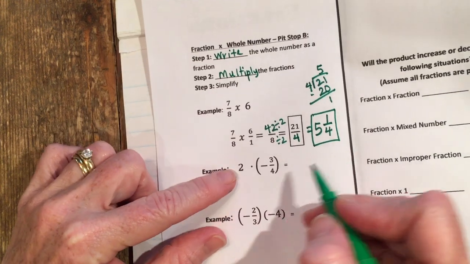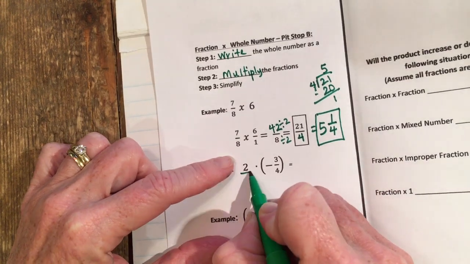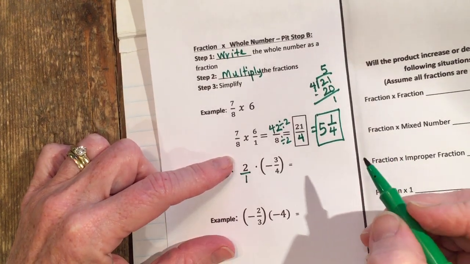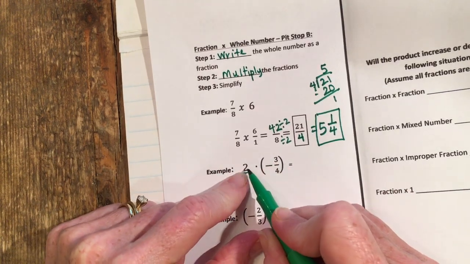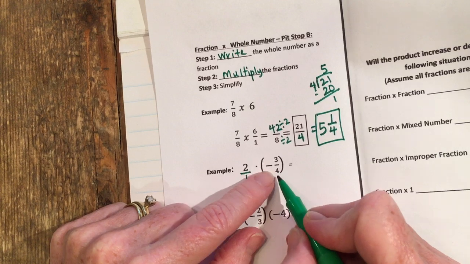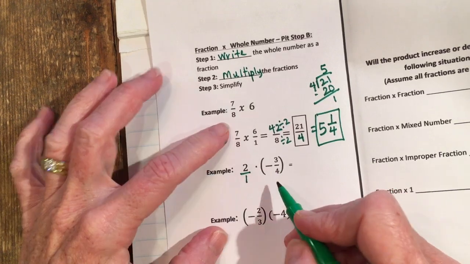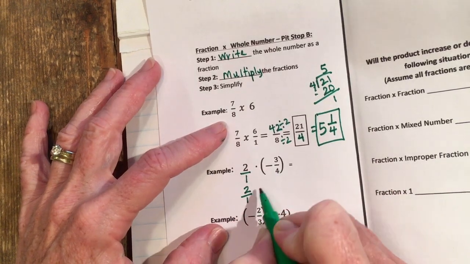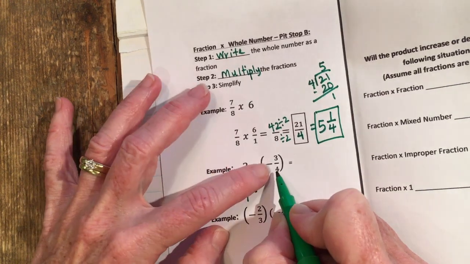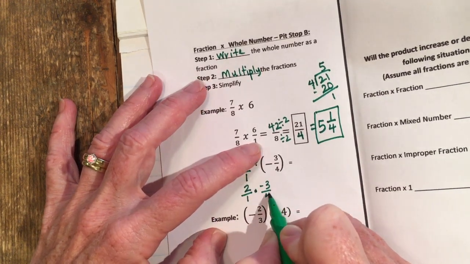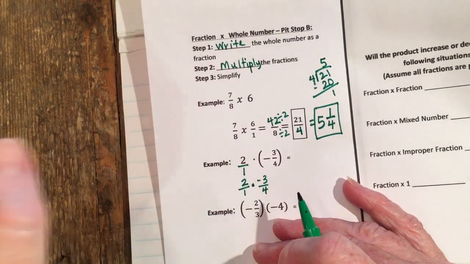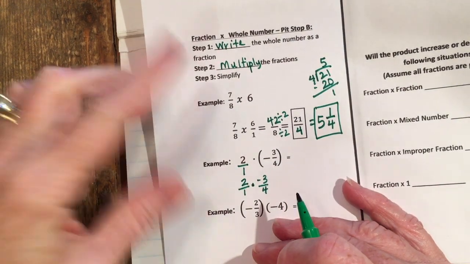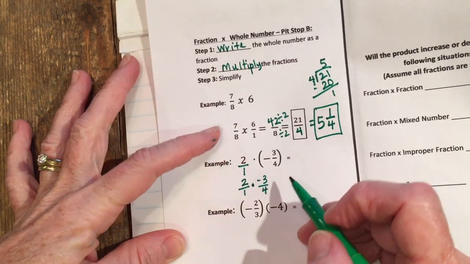I want to rewrite my whole number as a fraction, so 2 over 1, and then I multiply. Now I can think of this negative as being with the 3. I only use the 2 once though. It doesn't go with both of them, it only goes with 1. So in case that's confusing to you, you can rewrite it as 2 over 1 times, and then move it up, negative 3 over 4. Now I always like to move the negative up. It really doesn't matter as long as you just have one negative per fraction.